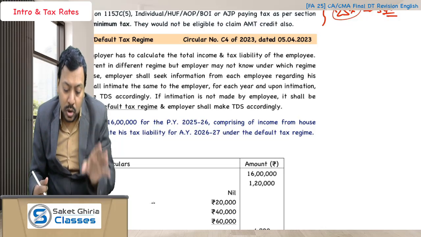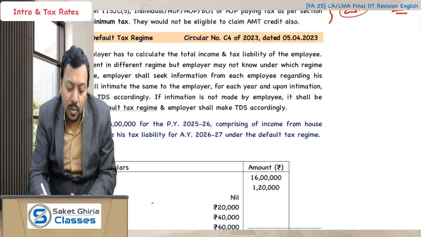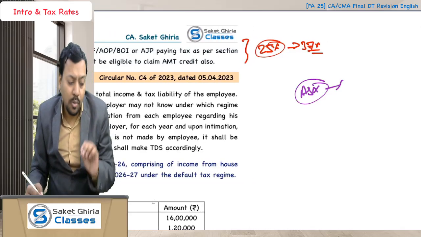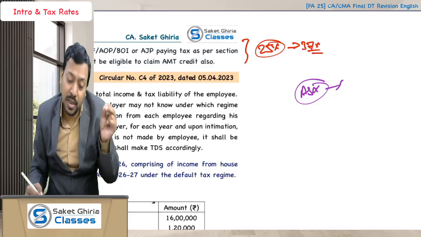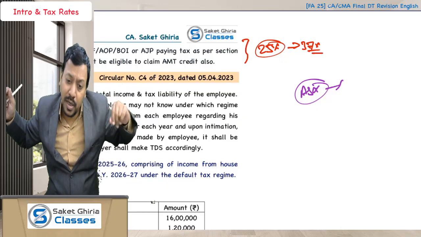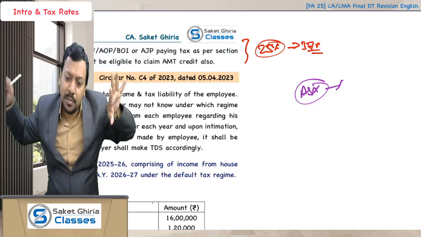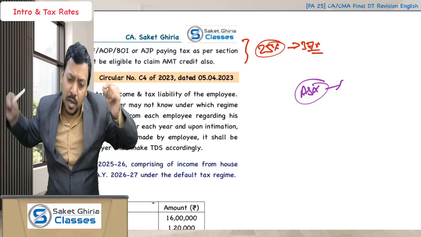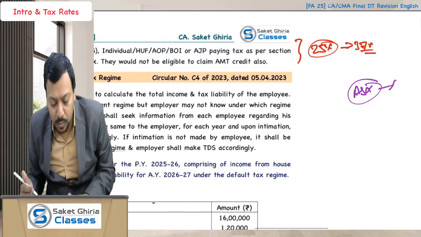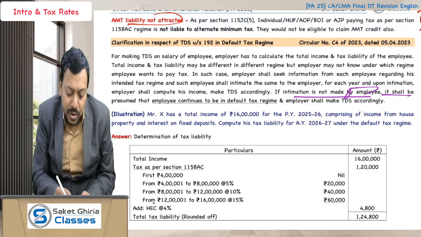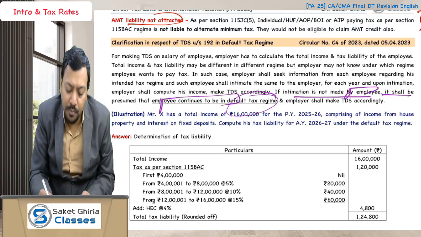Dear friends, this is an issue. So CBDT has issued a circular, and in this circular, CBDT has asked the employer to ask the employee about his intended tax regime. So the employee has to inform his employer in which tax regime he wants to be. And if the employee does not give the information about his intended tax regime, the employer will presume that the employee will remain in the 115BAC regime, and the employer will accordingly calculate the income of the employee considering 115BAC regime and deduct TDS under section 192. So if the intimation is not made by the employee, it will be presumed that the employee continues to be in the default tax regime and the employer shall deduct TDS accordingly.